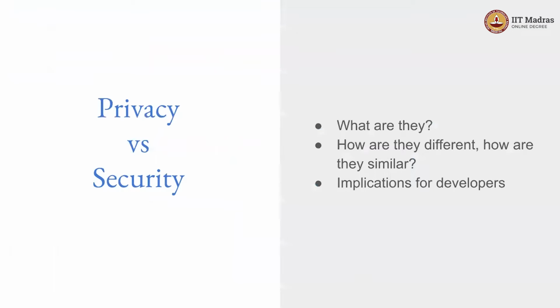So I'm going to start by first talking about privacy versus security. What are they? How are they different? And also, how are they similar? And ultimately, since this is a course on web application development, what are the implications for developers and what do you need to understand?